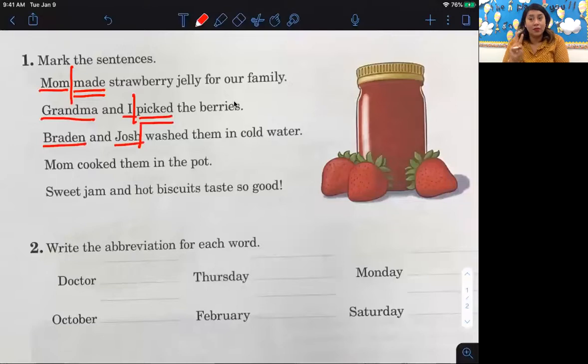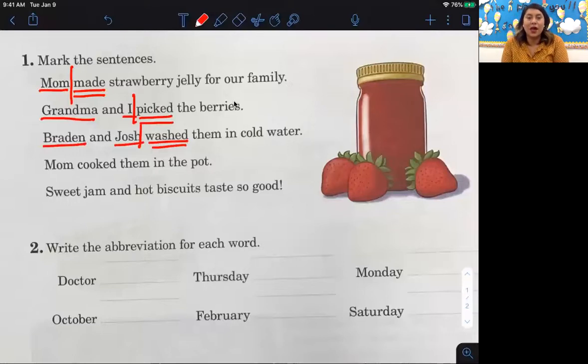Don't forget, sometimes they can have two. Don't just underline Braden. You have to underline both people because it's both of them that are actually doing the washing of the strawberries, or the berries. Okay, Braden and Josh. And what did they do? I think I just gave away your answer. They washed. So I'm going to underline washed two times. Did you do that with me? Good job, first grade. Let's go to the next one.